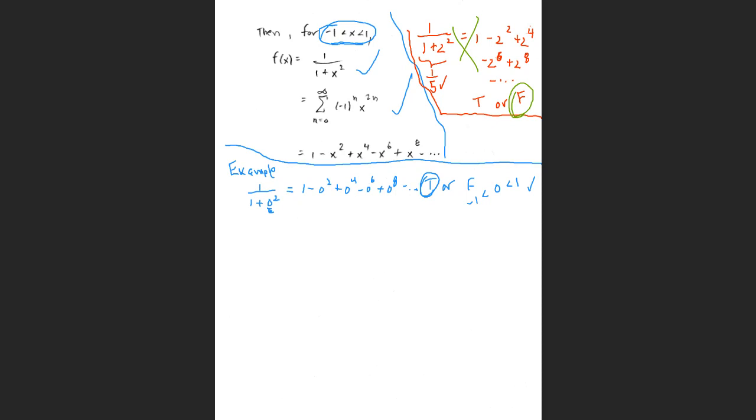Why is it not true? Why can't we take the function at x equals 2 and use the power series? That's right. Good, Mario. 2 is not in our interval of convergence. So we cannot use the power series representation for a function to evaluate the function at x equals 2.